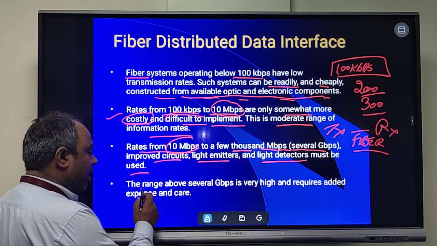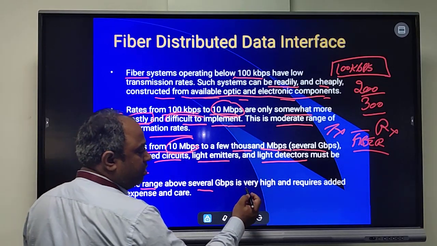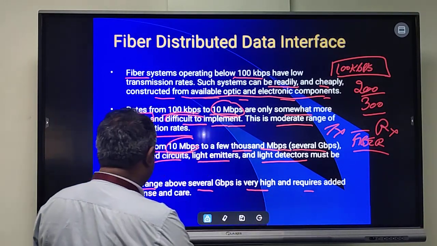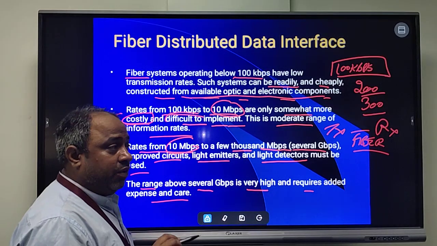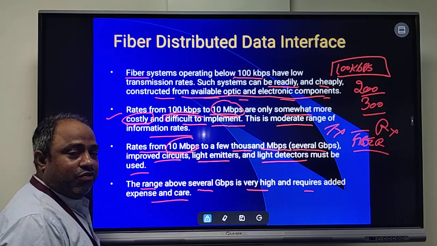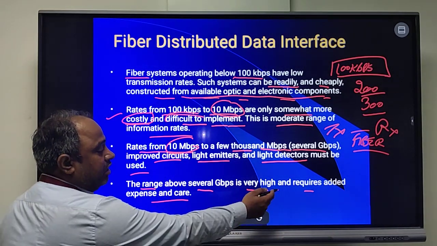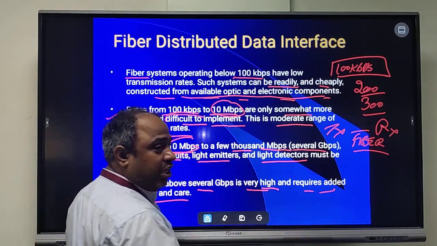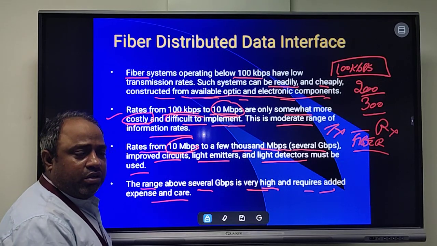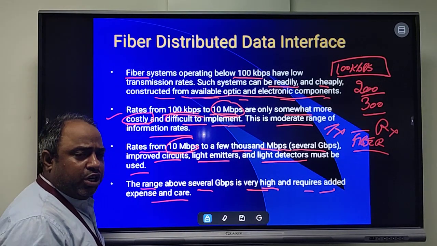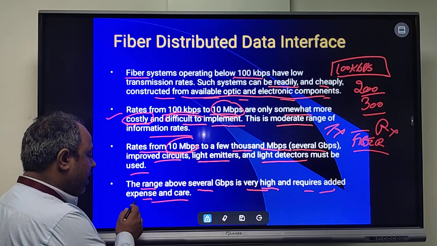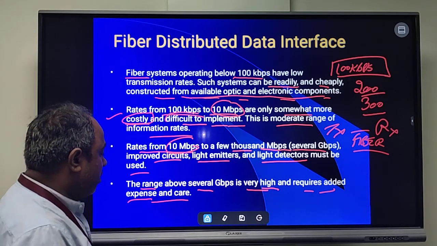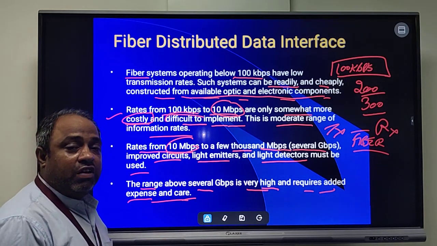Now we are talking about the range above 7 Gbps, which is very high and requires added expense and care. Definitely, if you go to a higher bit rate of data transmission, the system is using very high bandwidth, requires a multiple network, and the amount of data and the number of systems will be introduced onto that. At that time the system is very expensive, and the care must be very effective and efficient.